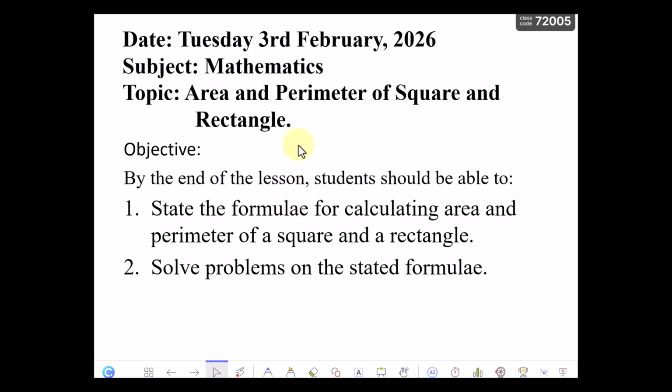So today we continue from where we stopped yesterday, which is area and perimeter of square and rectangle. Today we are looking at some examples on how to calculate the perimeter and area of square and rectangle. So let's go straight to the work. Don't forget, yesterday we stated the formula for the area and perimeter of square and rectangle. So by today, we want to apply the formulas in solving simple questions.